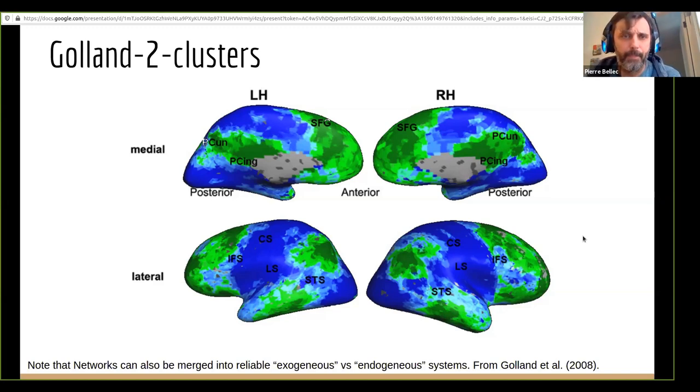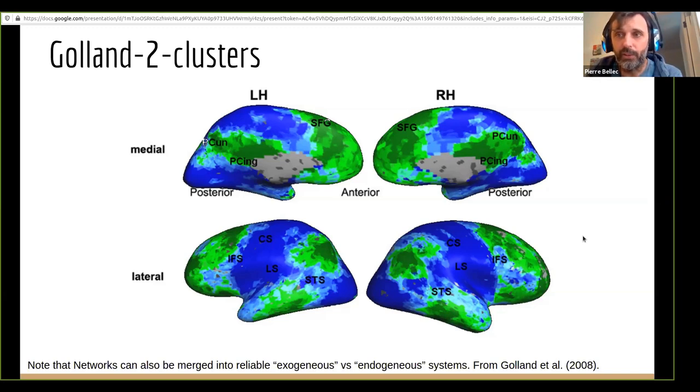And you have those regions, and essentially you've got this green network that at first feels like a DMN, and then, you know, whatever is not in there. But really, what you have is a merge of all those frontoparietal networks and the DMN in one big entity, and all the sensory motor, visual, auditory cortices in another entity.